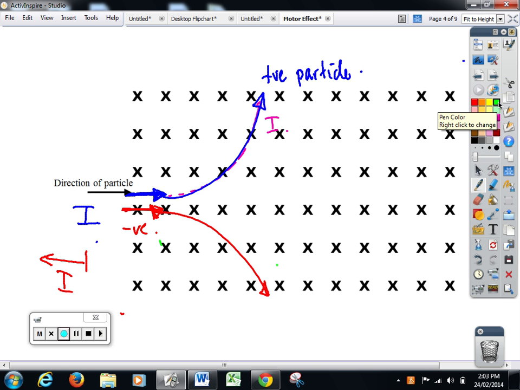And the last one is if it has no charge. Now, going back to the principle of the motor effect, a charged particle in the presence of a magnetic field experiences a force. Okay? So what does a non-charged particle in the presence of a magnetic field experience? No force. Good, excellent. So it goes straight through, unimpeded. And that's neutral.